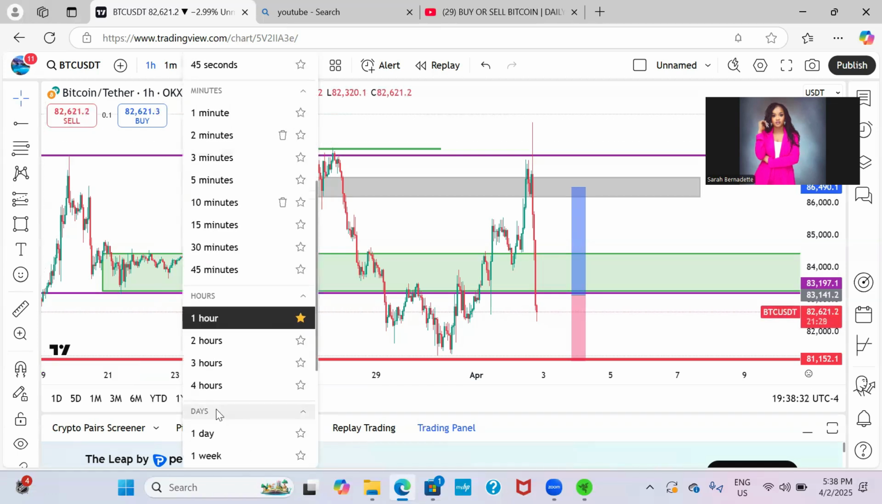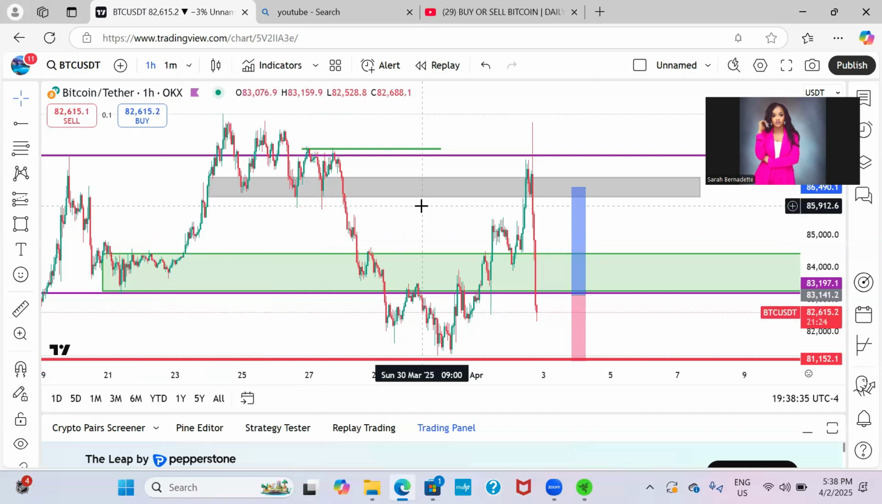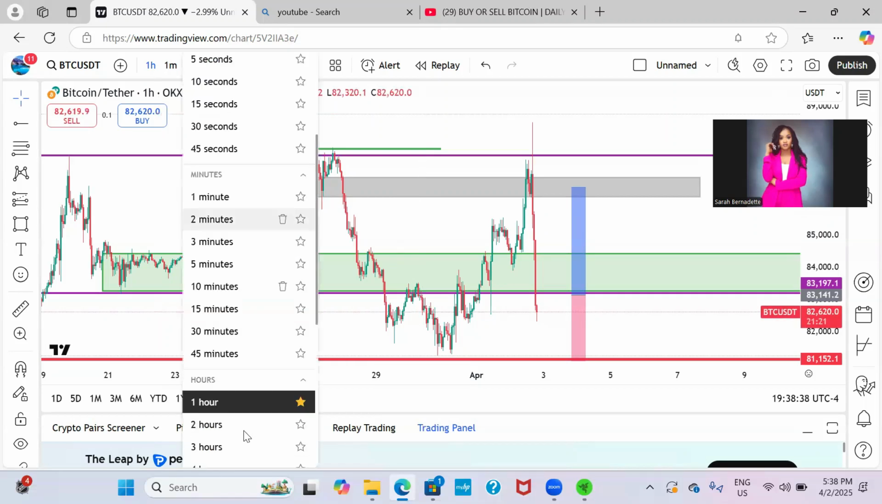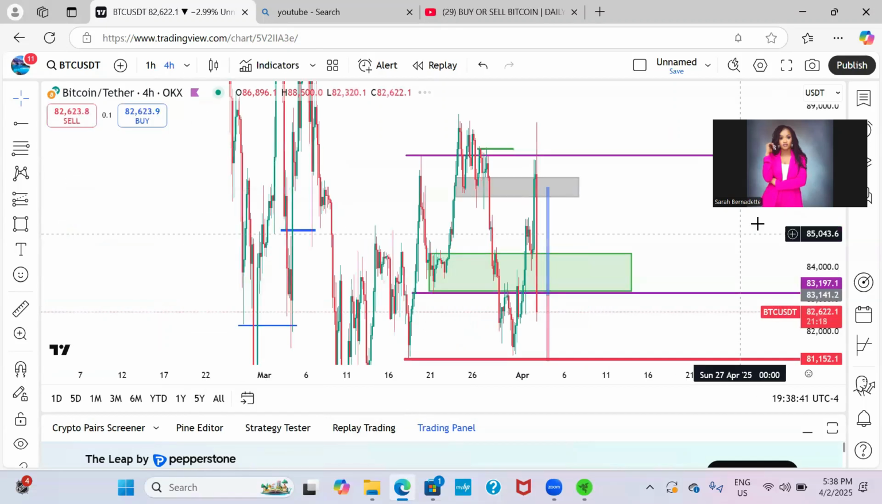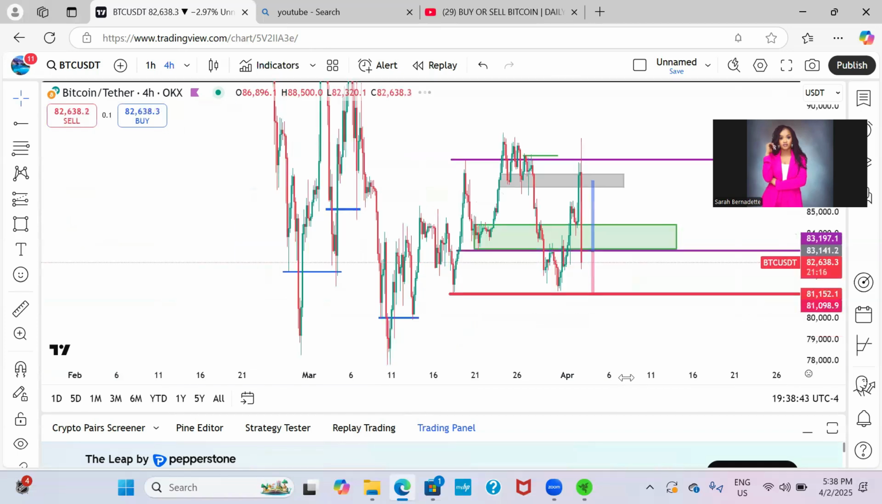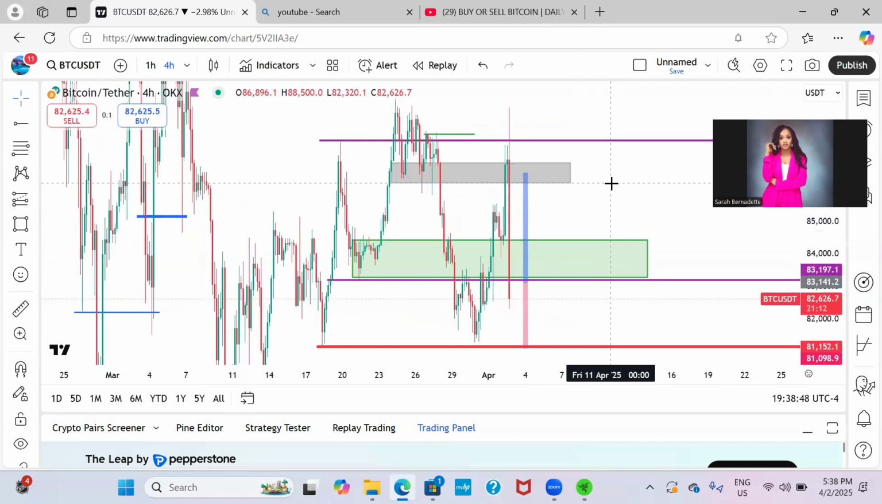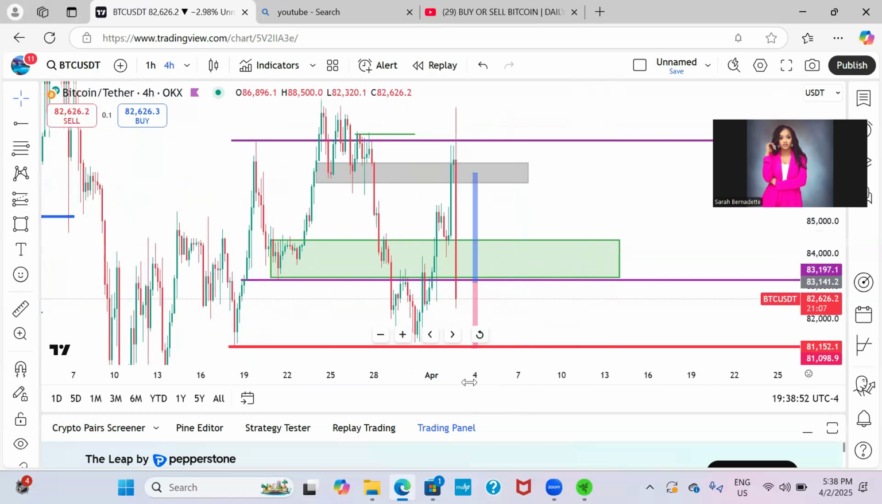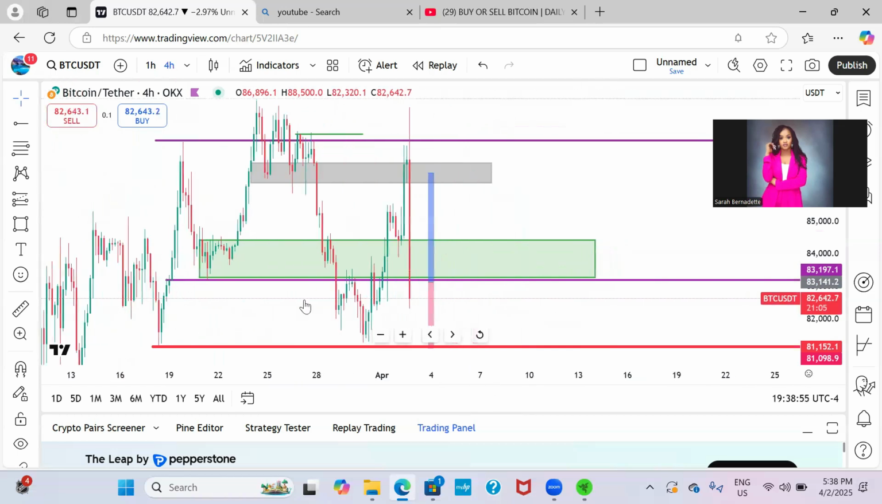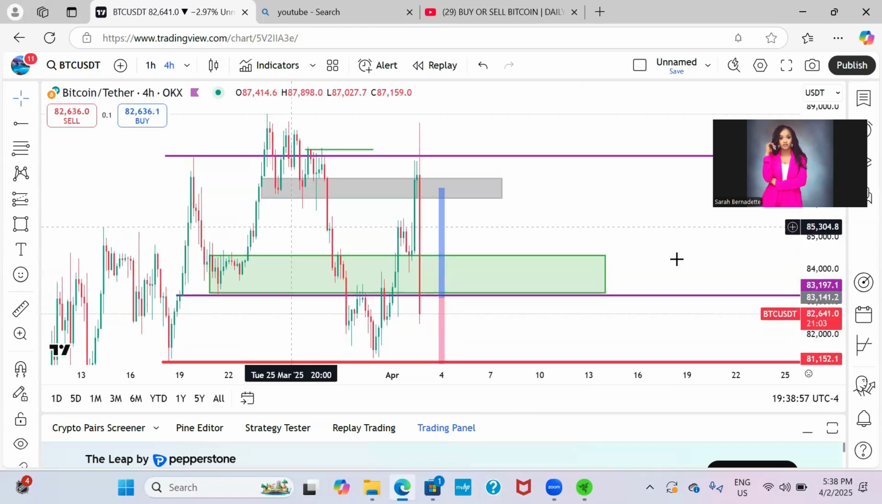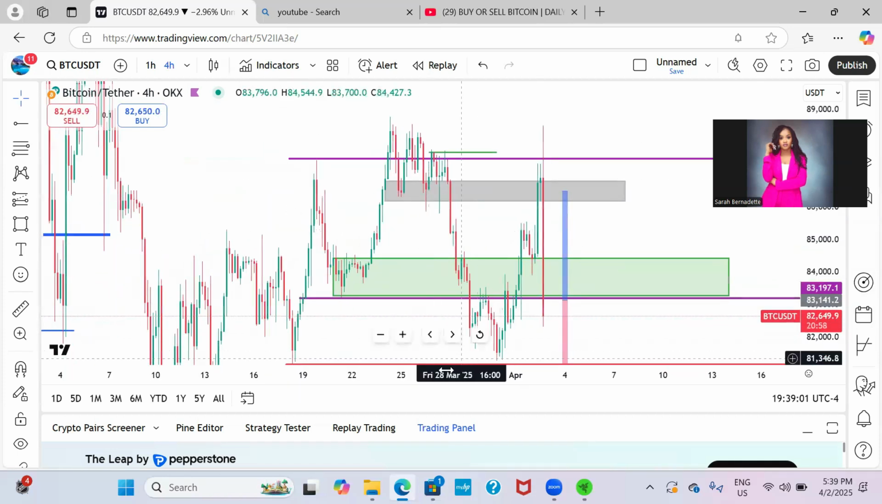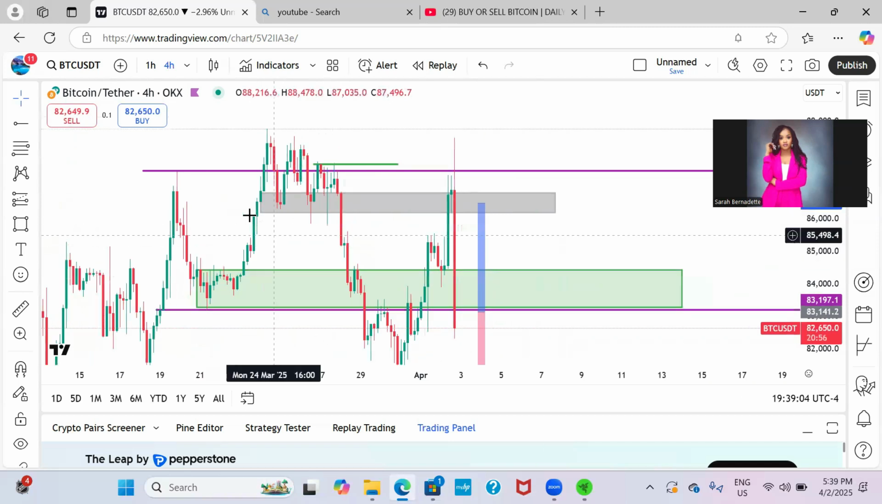Let's look at Bitcoin. I'm actually going to look at it here. Let's see the analysis that I did last time, whether it played out or not. On my previous analysis of Bitcoin, I marked out certain areas where you could look for sell and buy. If you rewatch my previous Bitcoin analysis video, you'll understand what I'm talking about. So let's look at it here.